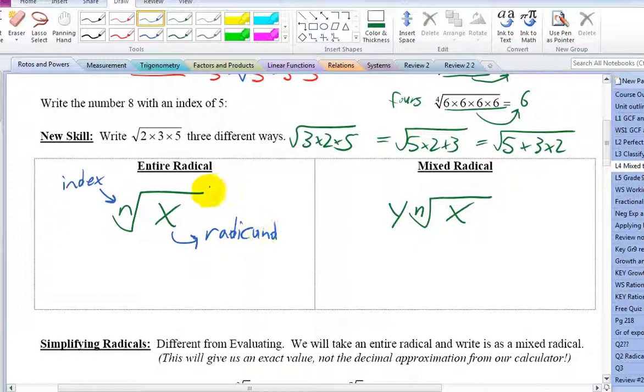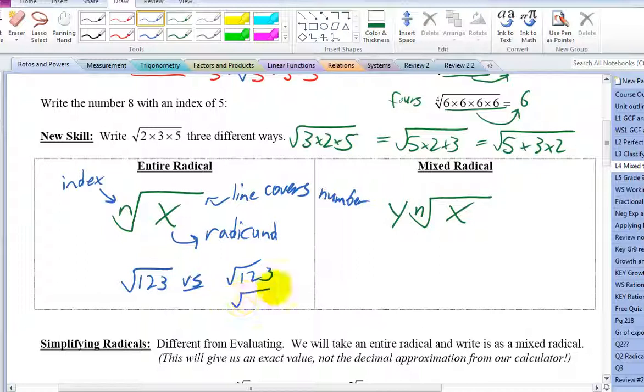Okay. You must make sure that this line covers the number. For example, square root of 123 versus the square root of 12 times 3. Okay, big difference there. So make sure it covers the entire number. On your calculator, if the newer calculators, I find you should be very careful and use brackets. Okay, put an n bracket on there. Otherwise, you could be doing wrong. You could be telling your calculator to do the wrong math.